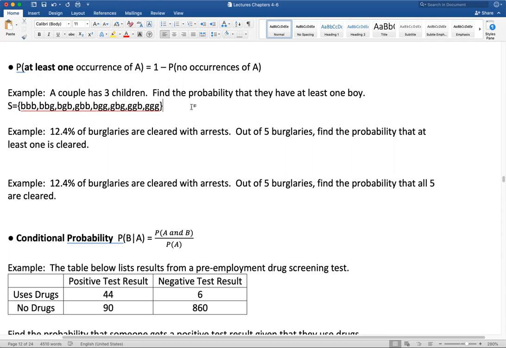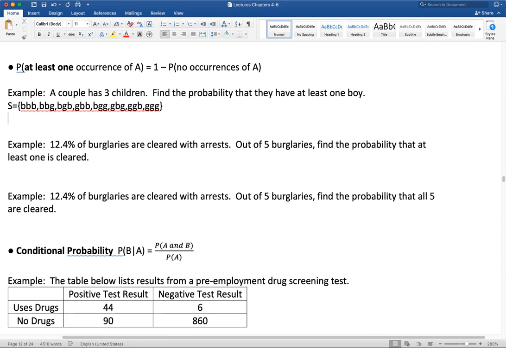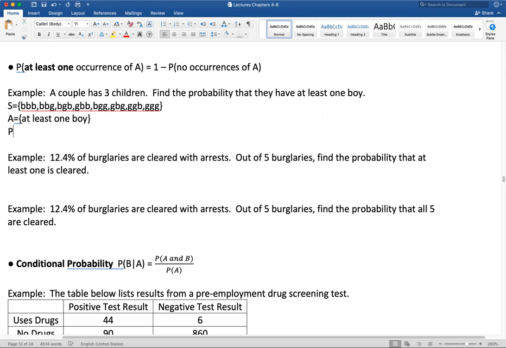But let me use the rule of complementary event. Let's say A is the event of at least one boy. Then P of A bar, let me use a prime, A prime, A bar. Some textbooks use A prime, some use A bar. So P of A is equal to 1 minus P of A prime.